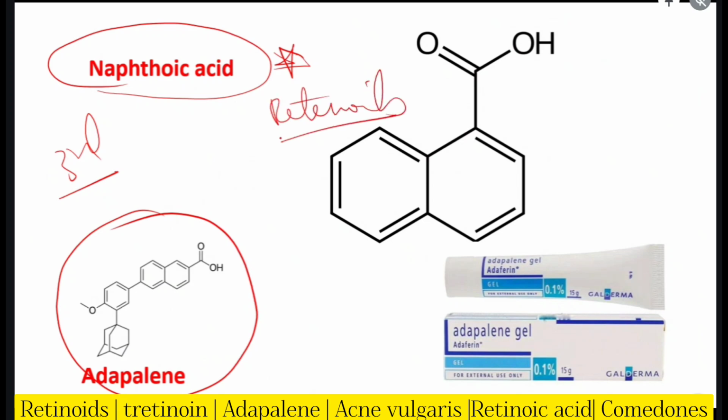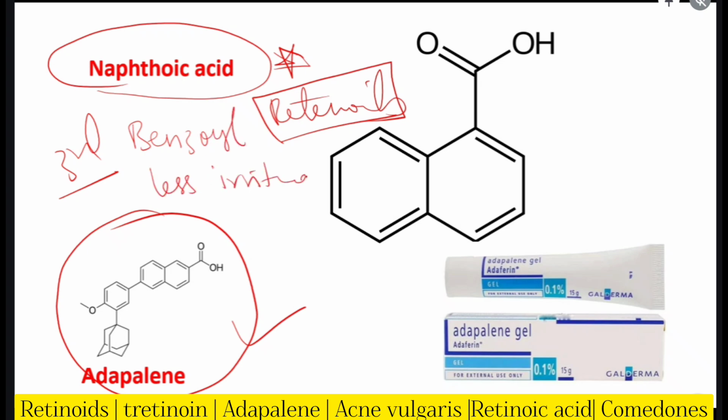Retinoid means it is having the same actions like retinoic acid. That's why it is called retinoid. But chemically, if you see, it is not directly related to vitamin A. Anyways, Adapalene is the third generation retinoid. It has some advantages over tretinoin. It can be applied along with benzoyl peroxide, it has less irritant property, less irritation, and it has no symptom of erythema. So these are the advantages over tretinoin.